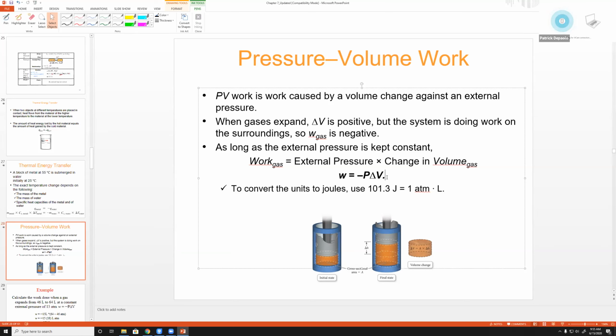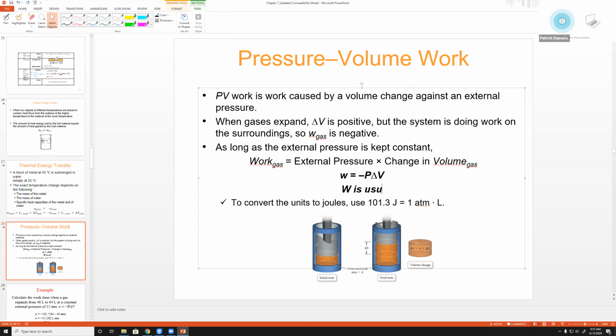Keep in mind another thing with this equation, we're going to do an example with this one: work is usually measured in joules, right? Now, this equation, work equals negative P delta V, will give you an answer in atm times liters, if we're using atm for pressure. That's not a joule, right? So we need to convert these to joules at the end.